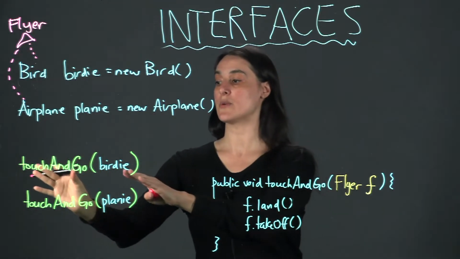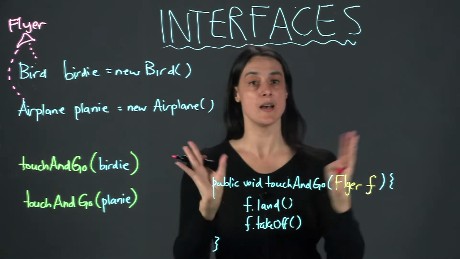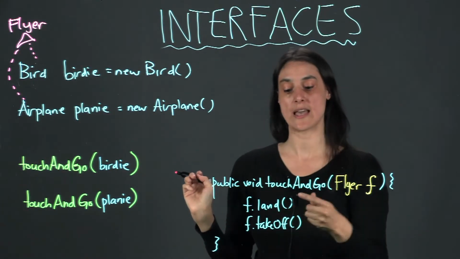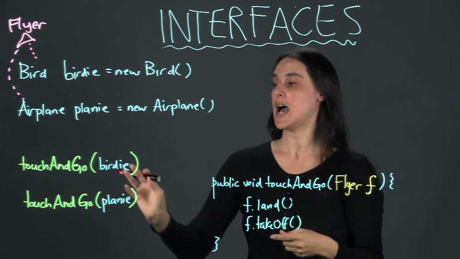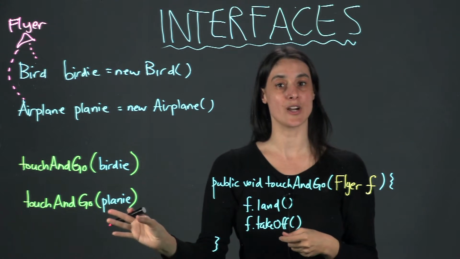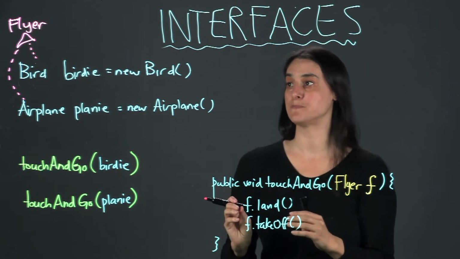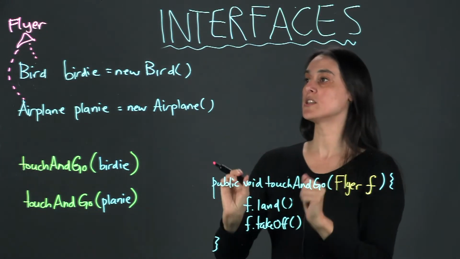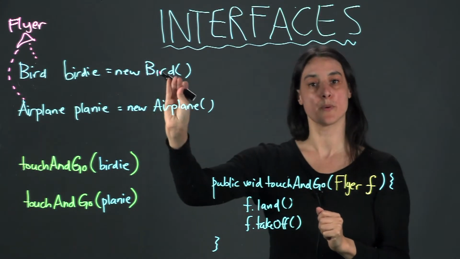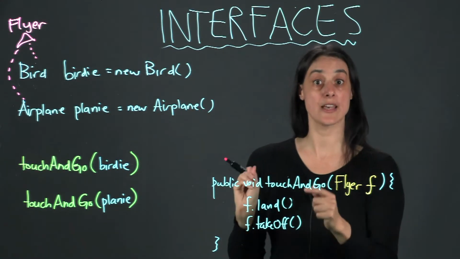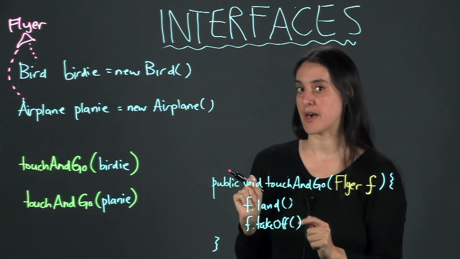So now we can see that we have touch and go, which is basically the action of flying and just touching down and then lifting off right away, so land and takeoff. And we're going to pass in each of these variables, and they're going to behave differently depending on which one we have passed in. Just for a second, we need to recall that inside of our bird implementation and inside of our airplane implementation, we have implementations of each of these methods.